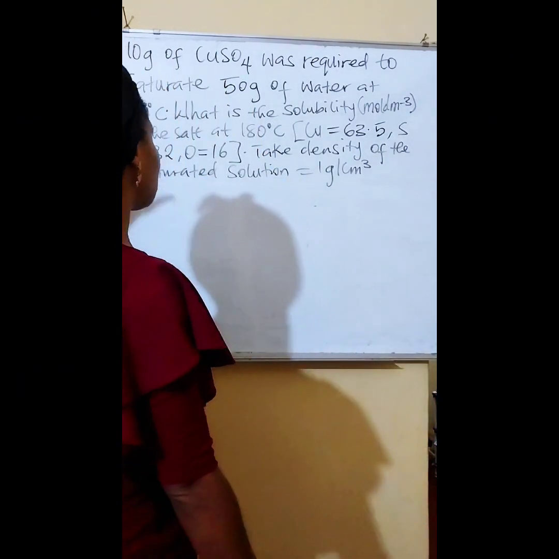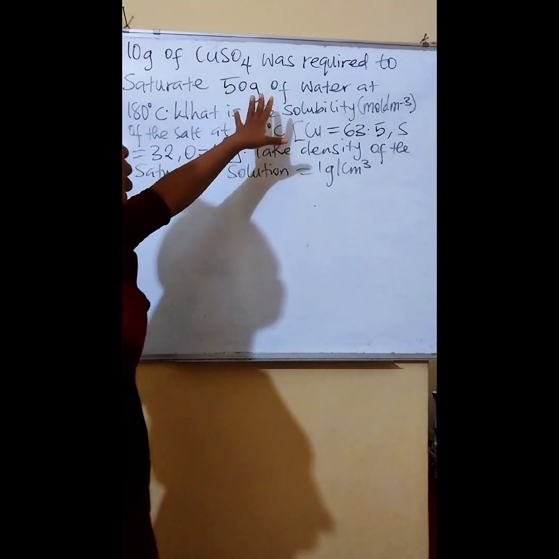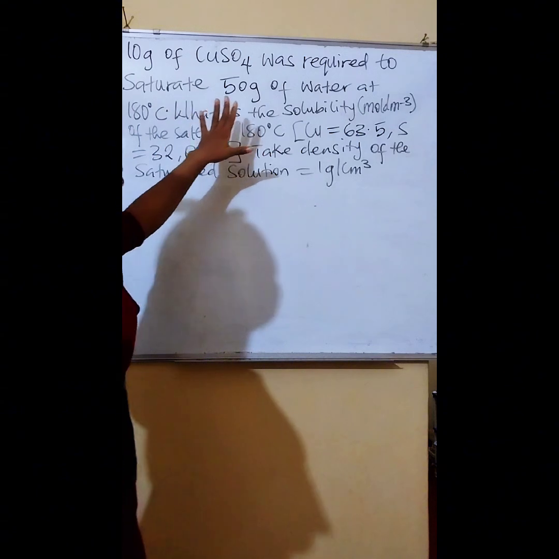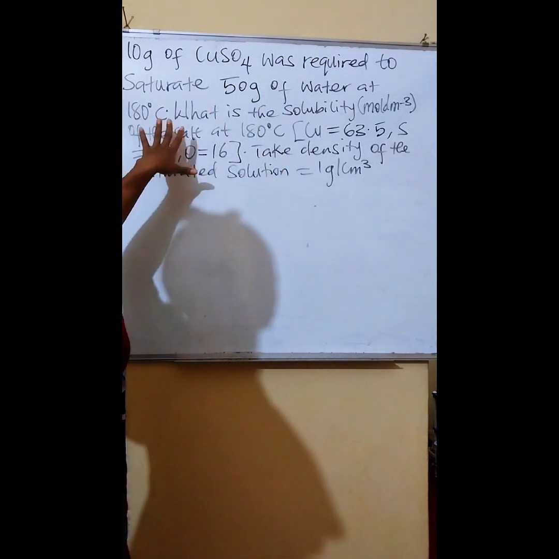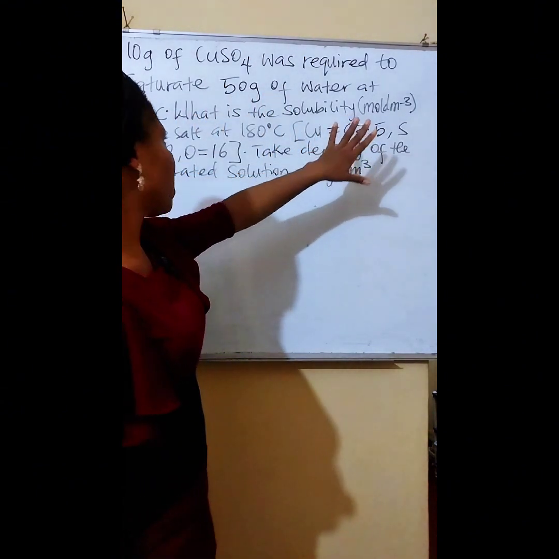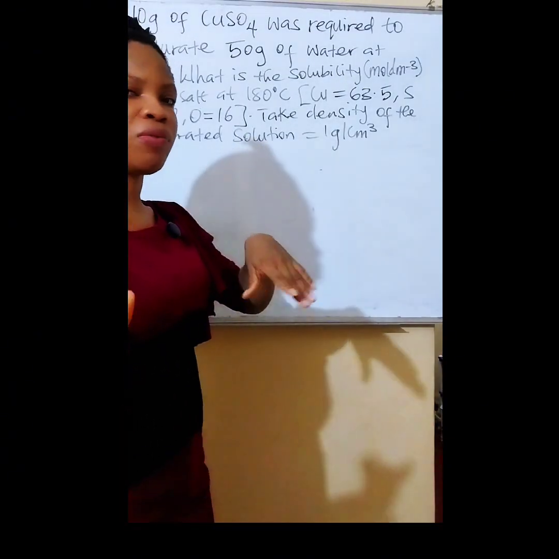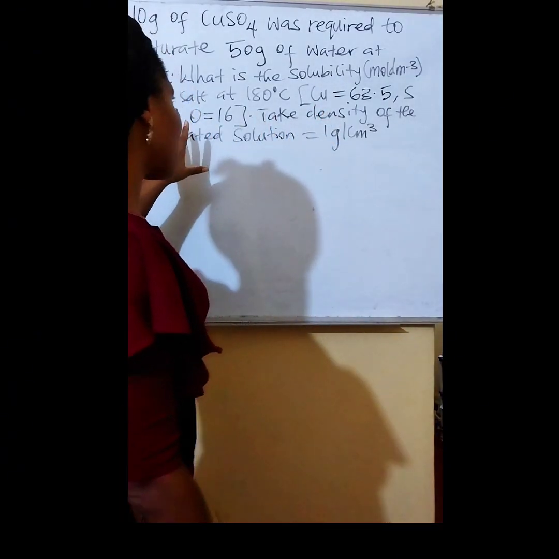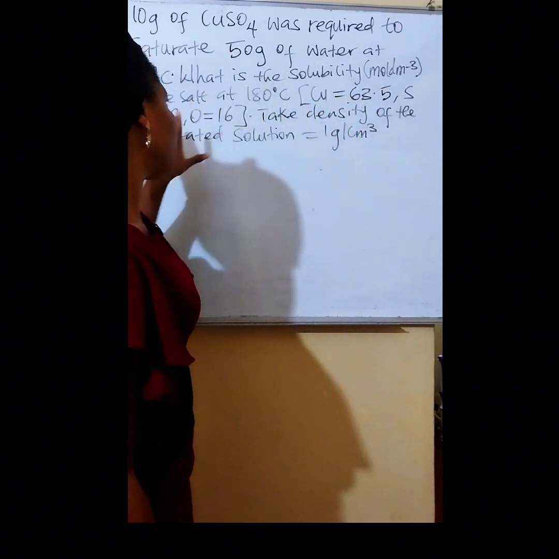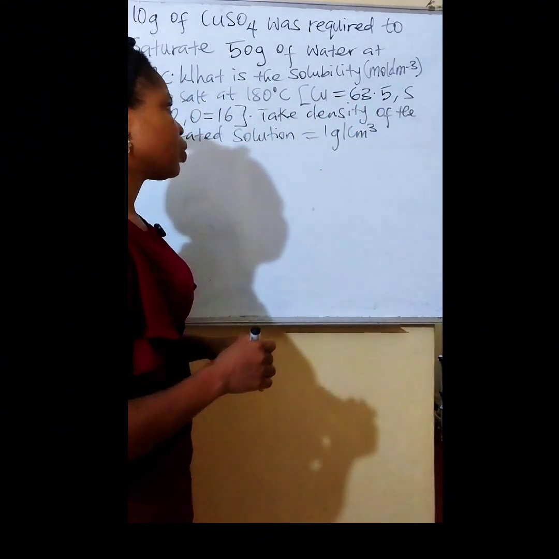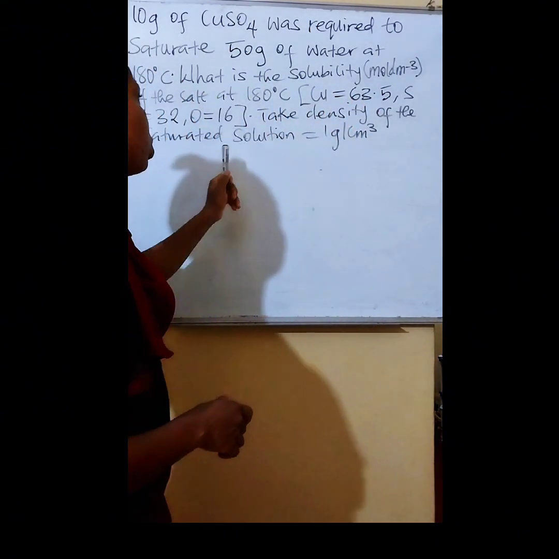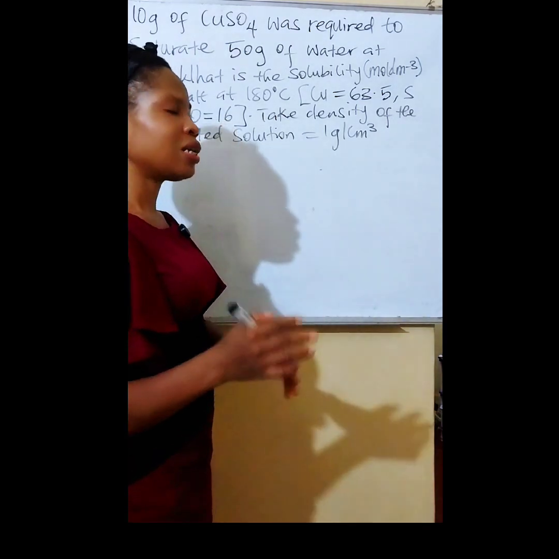So the question says 10 grams of copper(II) tetraoxosulfate(VI) was required to saturate 50 grams of water at 180 degrees Celsius. What is the solubility in mole per dm cube of the salt at 180 degrees Celsius? We're given the atomic masses of copper, sulfur, and oxygen as 63.5, 32, and 16 respectively. We're also given the density of the saturated solution to be 1 gram per cm cube.